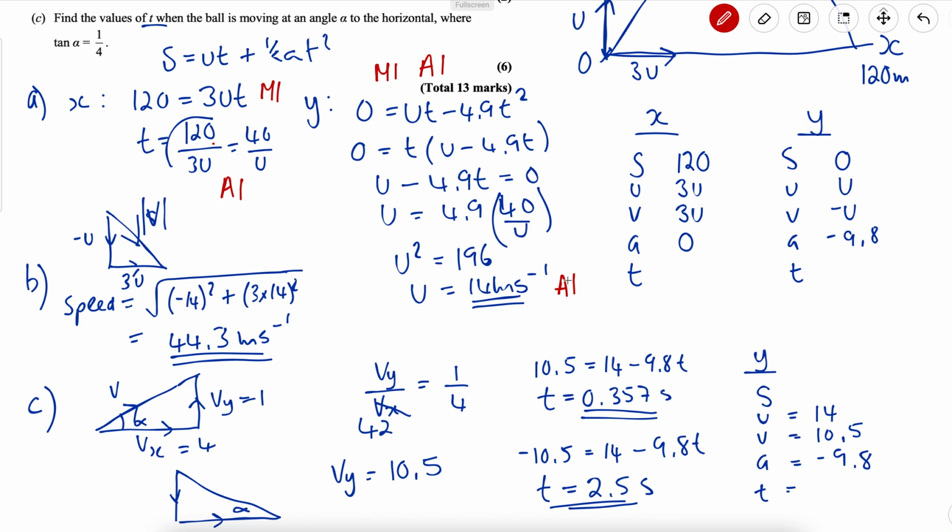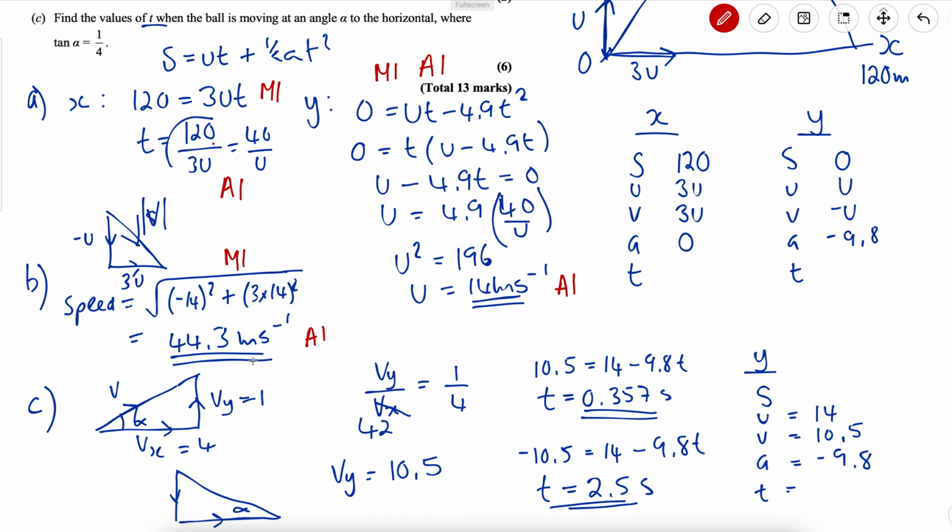For part B, there's a method mark for using Pythagoras to find the magnitude of that vector, and an accuracy mark for finding 44.3. You can leave that in exact form as well, 14 root 10.